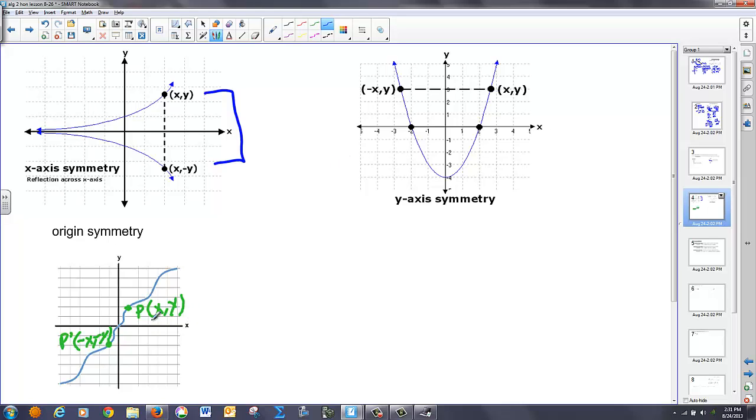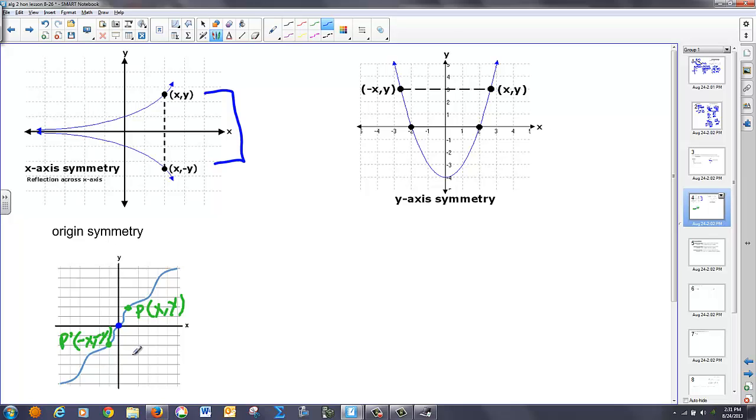And now if I look at origin symmetry and how their points relate, this function is origin symmetry, and I reflect over this point right here on the origin, and it moves down to this point, and you'll notice that in this case, if I start out with some xy point, I have the opposite of x and y as its image point, or as its reflection.